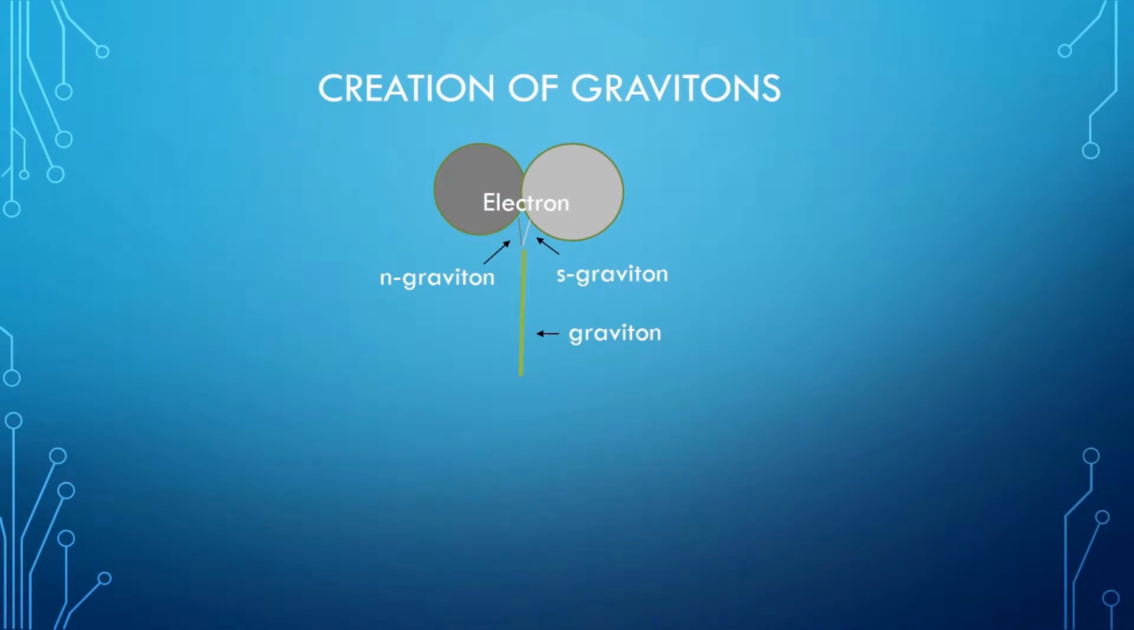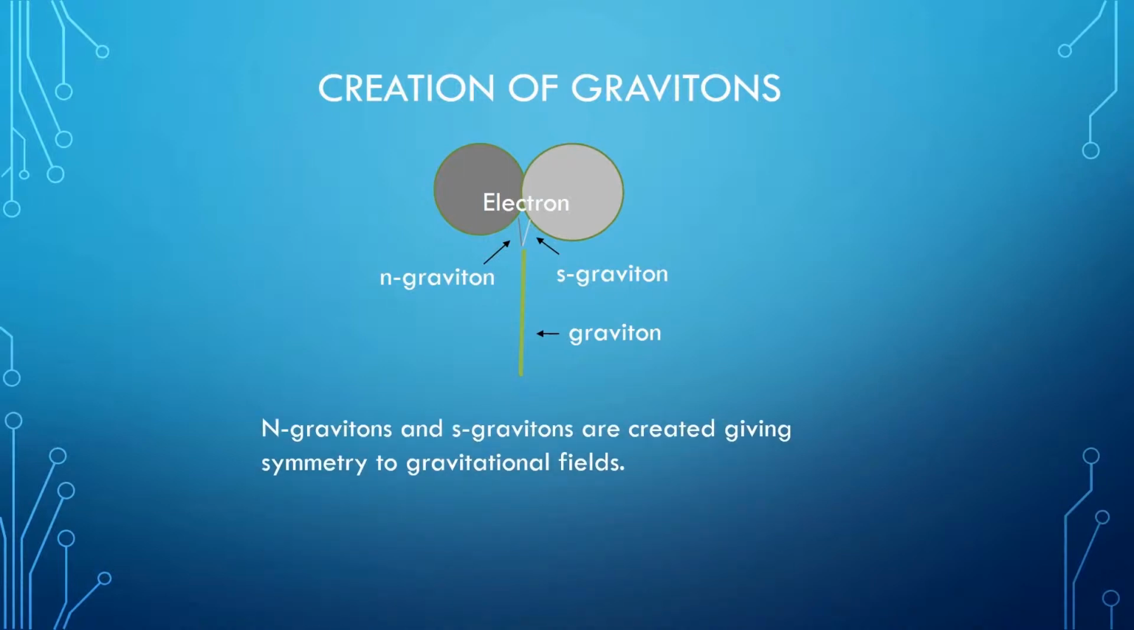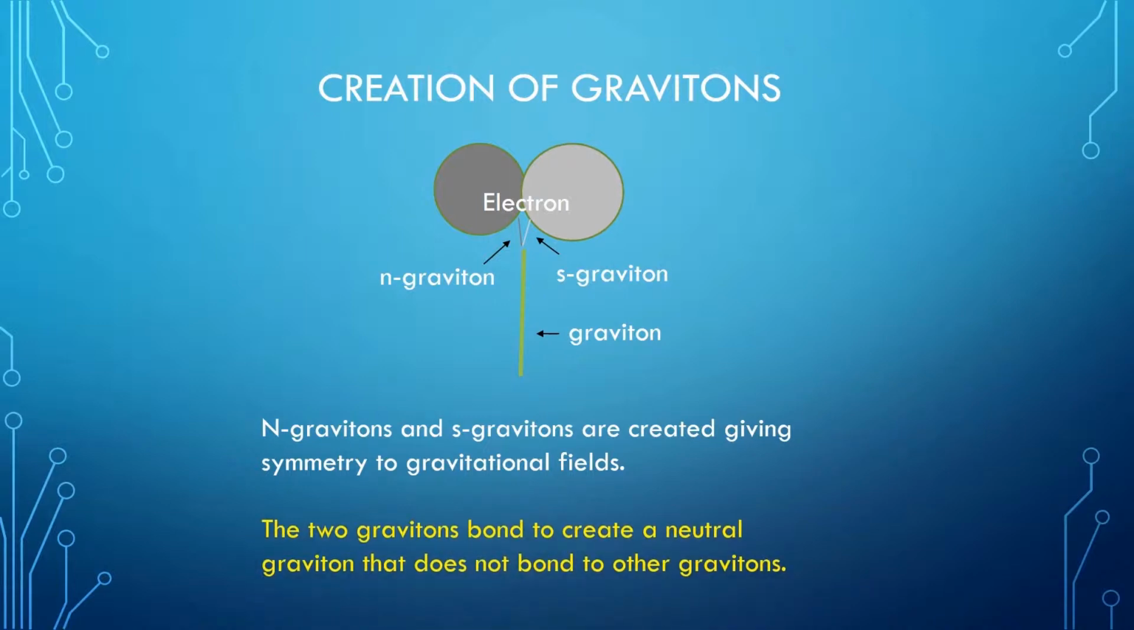S-graviton virtual particles and N-graviton virtual particles are ejected near the marriage line of the two spheres. They immediately bond to create a neutral graviton that does not bond to other gravitons. This solves two important conundrums. N-gravitons and S-gravitons are created, giving symmetry to gravitational fields. The two gravitons bond to create a neutral graviton that does not bond to other gravitons.